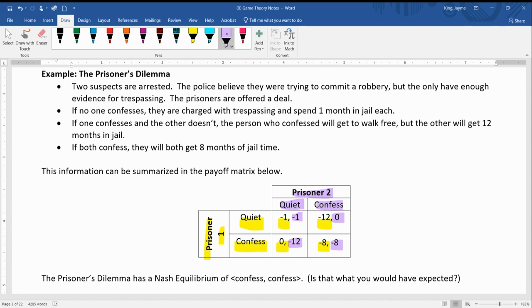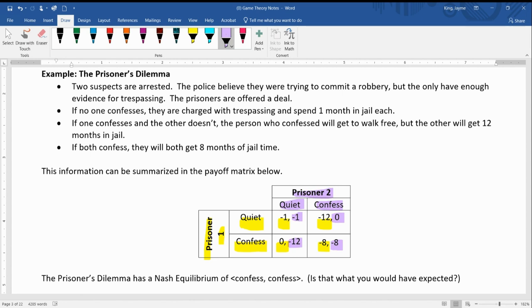This outcome says that if player one keeps quiet but player two confesses, then player one is going to get 12 months in jail and player two gets nothing. So the person who confessed gets to walk, but the person who was betrayed gets more time in jail. This time it's the exact opposite. This person confessed while this person was keeping quiet, so yellow gets to walk, but purple gets a year in jail. And this last one, if they both confess, then they both get 8 months in jail.